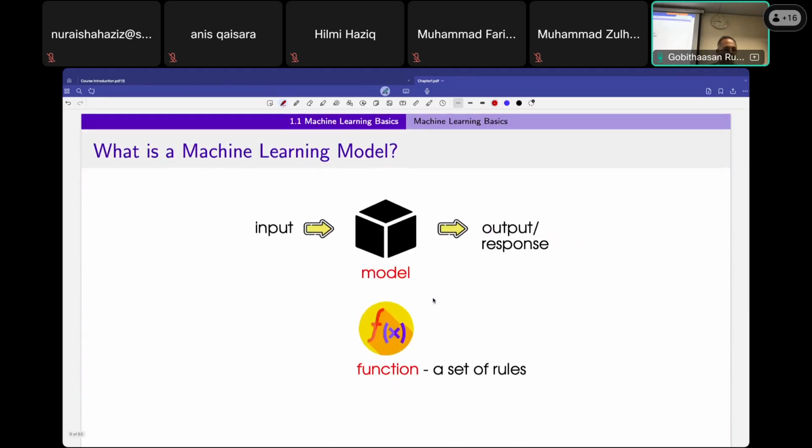Okay, now what is machine learning? Machine learning, basically, you take your data, your input. You put it into the model, and it gives you a model. The model here means you can use it to predict.